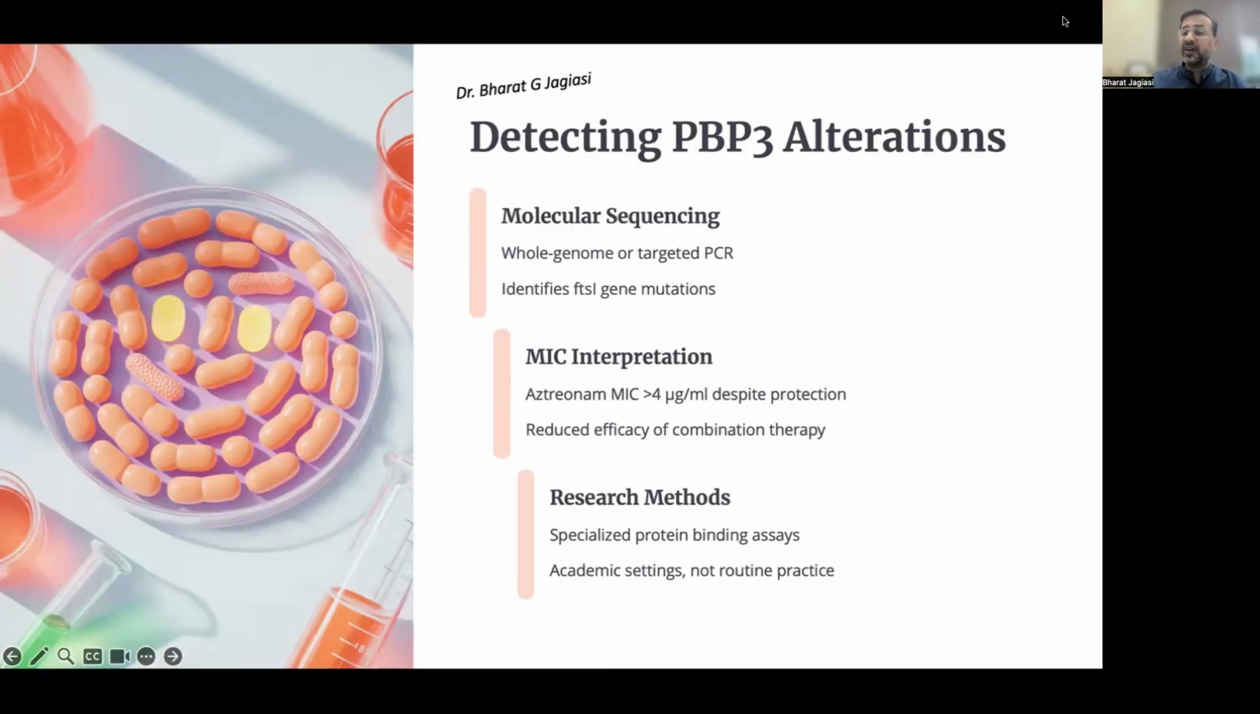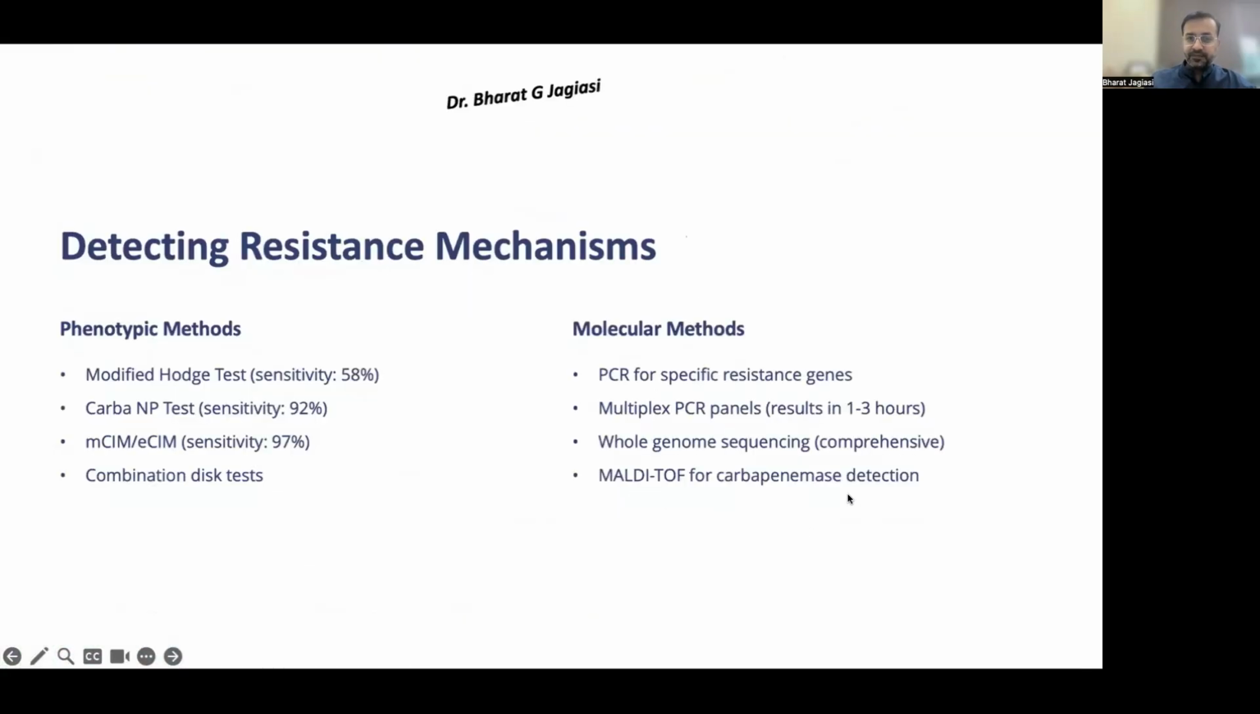So how do we identify it? Either we do molecular sequencing, that is whole genome or targeted PCR, or we can also do it from the MIC interpretation. If the aztreonam MIC is more than 4 micrograms per ml, despite protection, it tells us there's a reduced efficacy of the combination therapy, and this could be the PBP3 mechanism playing a role over here.